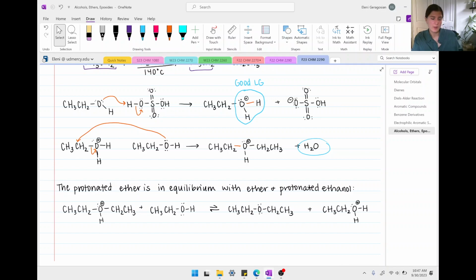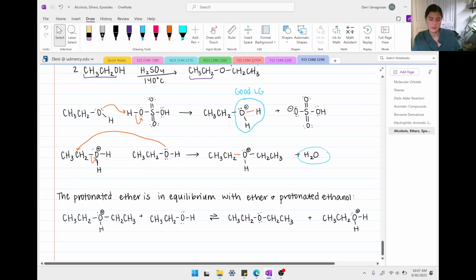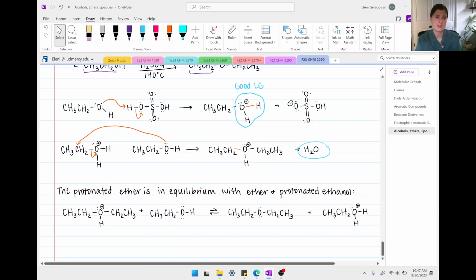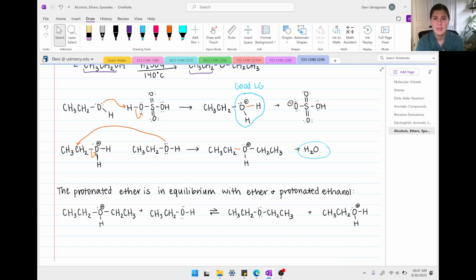Now you might note that the conjugate base of sulfuric acid is not present in this equilibrium. That's because sulfuric acid has such a low pKa that it will remain deprotonated. Protonated ether and protonated ethanol or alcohols have more similar pKa's, so they will exist in the equilibrium with each other rather than sulfuric acid being present.